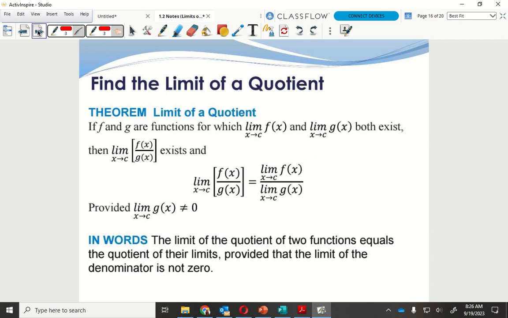All right, limit of the quotient. So if I have 2 functions in there, I could break them up into 2 different limits, where the bottom limit cannot be 0. Therefore, it would be undefined.